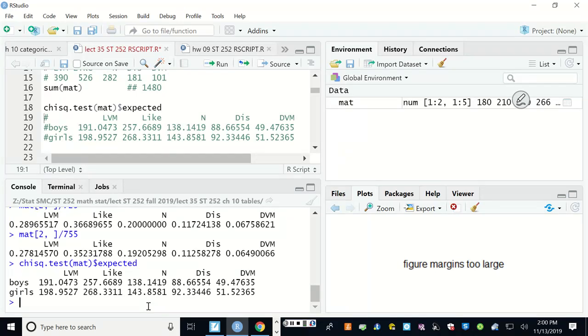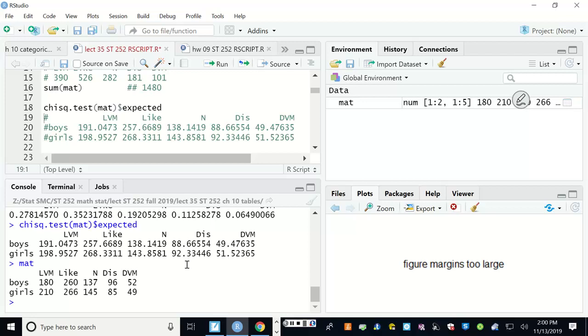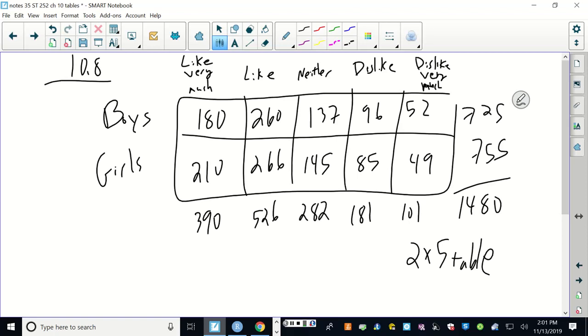So it's just right underneath this. These are the observed counts, right? To get this first 191, we're going to take the column total here, 390, and this row total, the 725, and multiply them together, and then divide by the 1480. That's what the formula says to do. And so we're going to do our expected values computation.